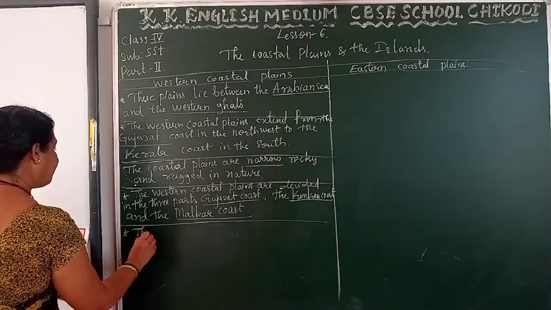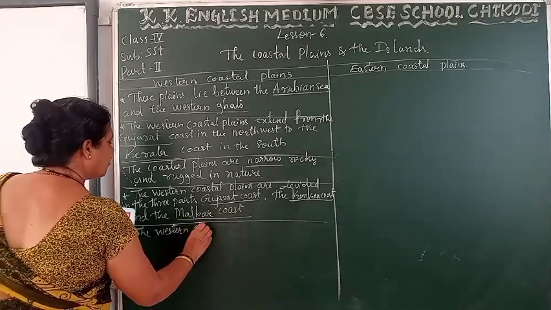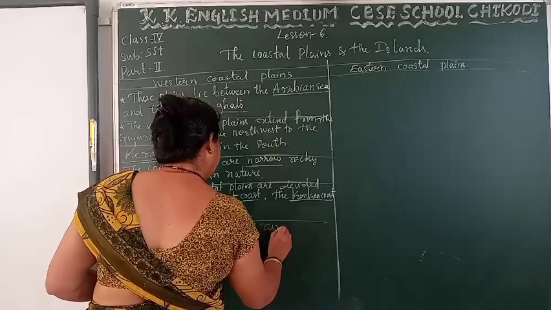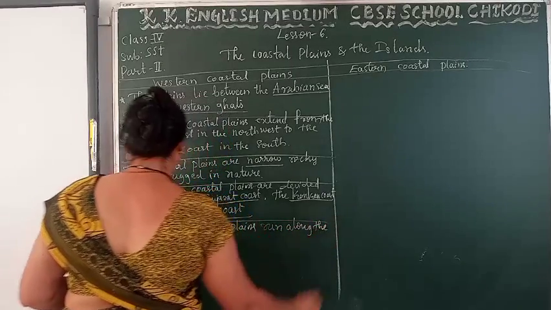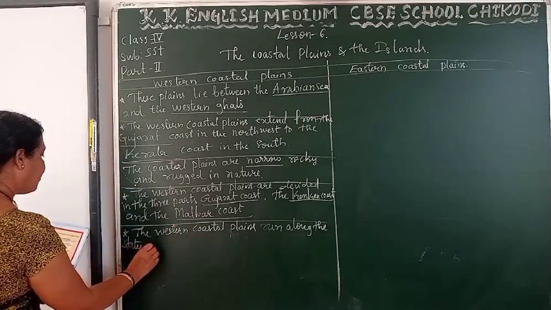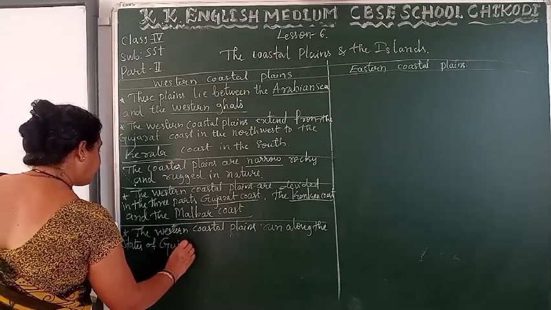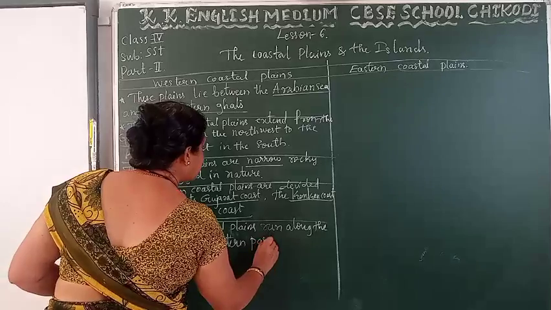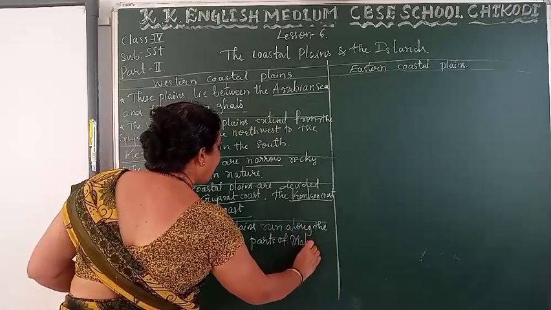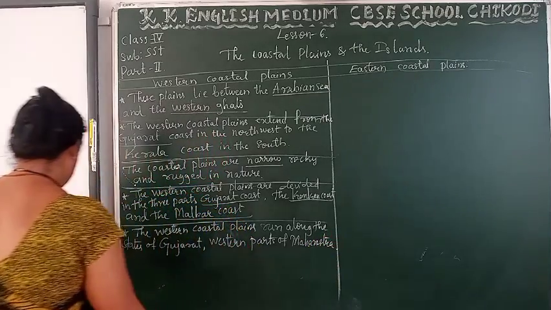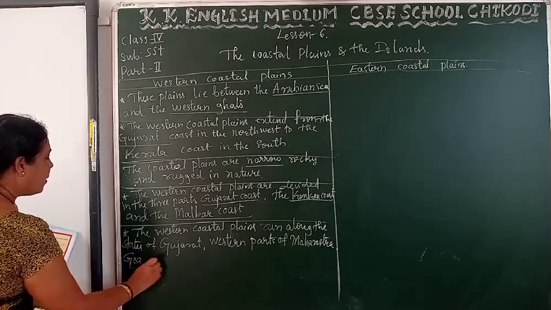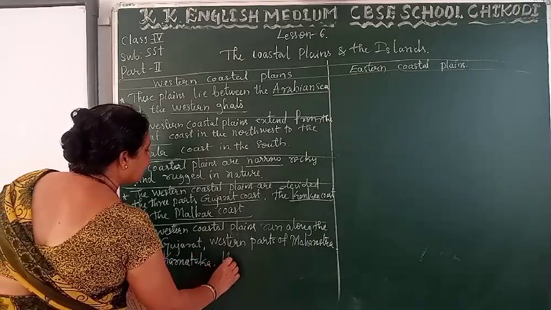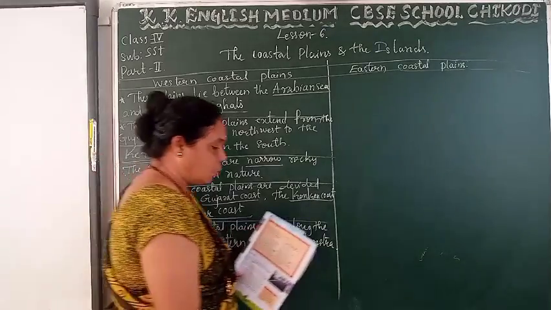The western coastal plains run along the states of Gujarat, western parts of Maharashtra, Goa, and Karnataka, Kerala. Okay, this is about the western coastal plain.